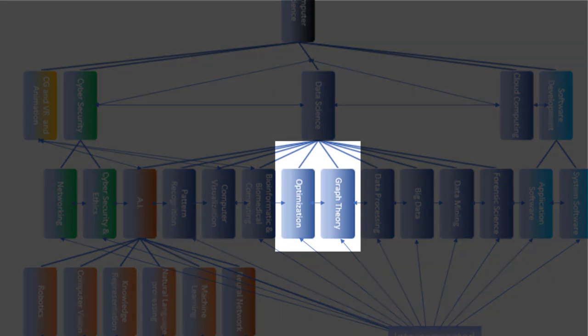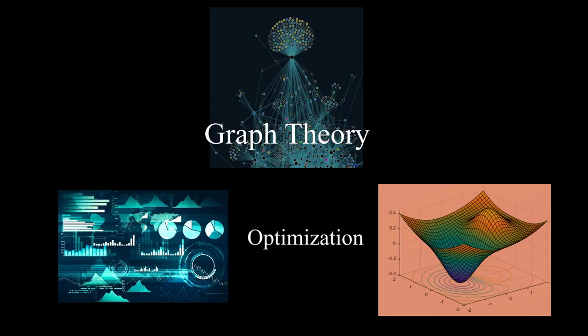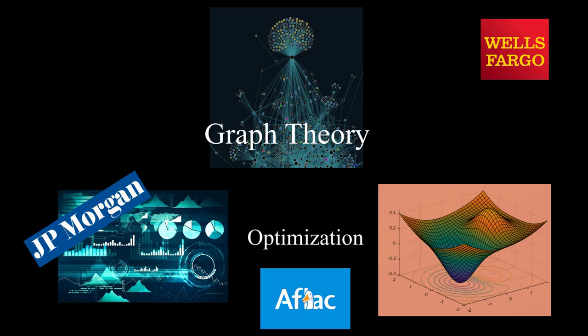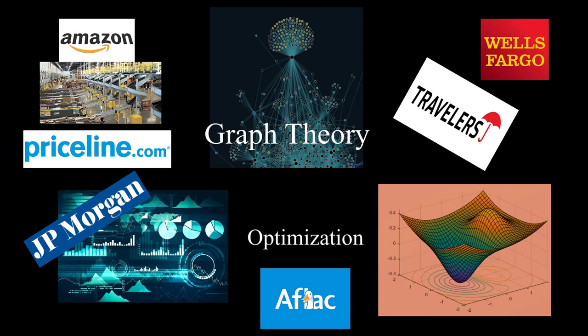Next is optimization and graph theory, a process of modifying a software system to make it work more efficiently with fewer resources. Many industries and companies, such as finance companies, insurance companies, travel agencies, Amazon warehouses, and many more, can greatly benefit from modern optimization and graph theory.